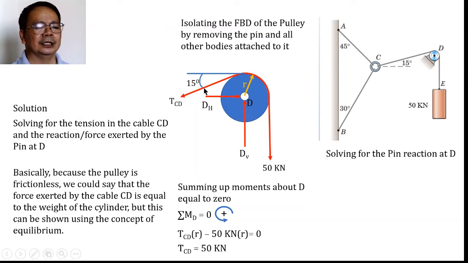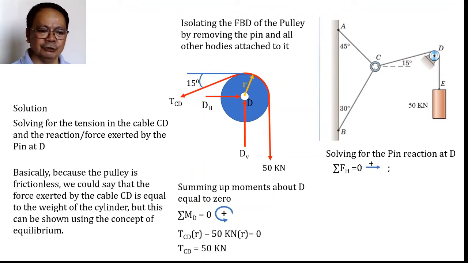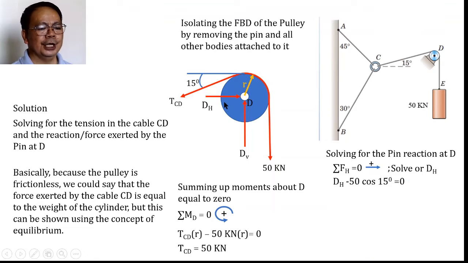Ito pinakita natin dito. So, we can now apply here the condition of equilibrium so that summing of force horizontal shall be equal to 0. If we will be considering one direction to be positive, assume that to the right is positive. Therefore, we have DH. Diba? DH minus this component, 50 cosine of 15 shall be equal to 0, so that DH can be computed to be at 48.296. Diba? And then from here, you can solve for DV by summing of force vertical.